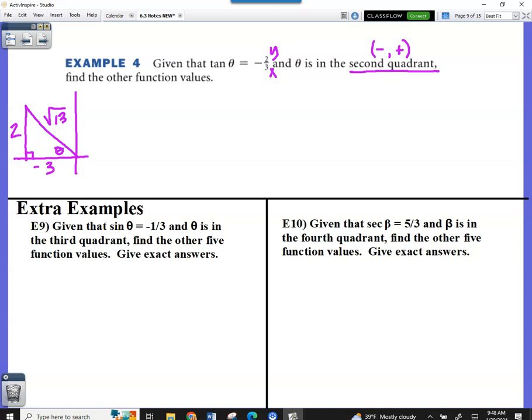It depends on the trig function to know which one they're giving you. They're giving you sine. Sine is opposite over hypotenuse. Here's what you've got to have memorized: sine is opposite over hypotenuse.